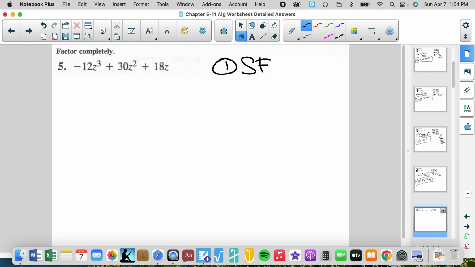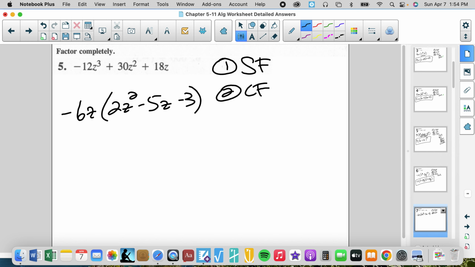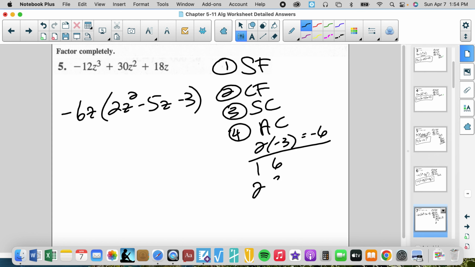Standard form, yep. Common factor is going to be negative 6z. Negative 6z gives me 2z squared minus 5z minus 3. And now, is it a special case? No. Can we do a times c? Yes, a is 2, c is negative 3, makes negative 6. 1 and 6, 2 and 3, signs are different.